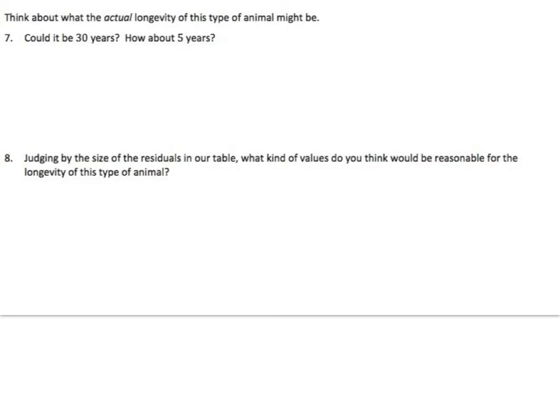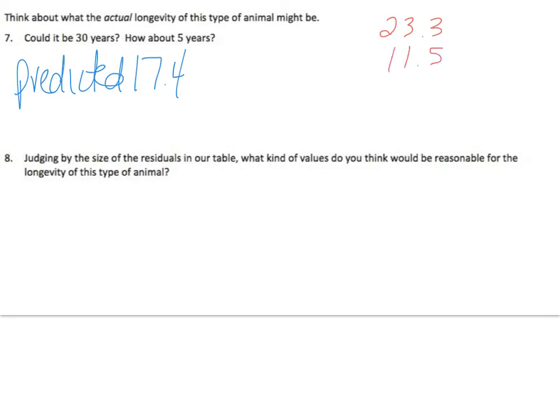Could it be 30 years? How about 5 years? We said, let's see, what did we predict? We predicted 17.4 years. If you look at the table where we calculated all the residuals for each animal, the largest difference we had was 5.9. If we added 5.9 to 17.4, we would get 23.3. If we subtracted it, we would get 11.5.